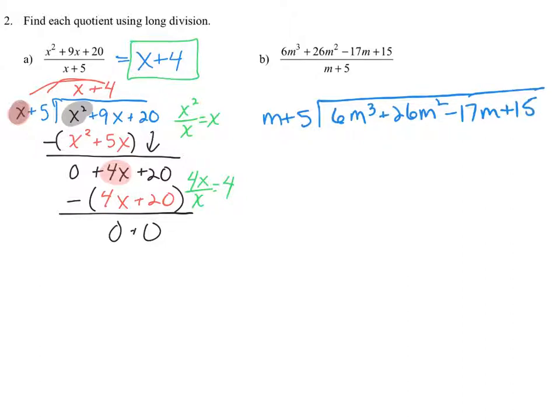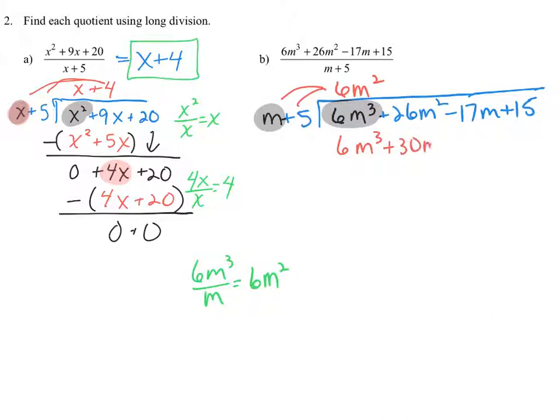Now we're going to look at the first term of 6m to the third, and we're going to divide by the first term of our divisor. And I like to do that on the side. So we're looking at 6m to the third divided by m. When we simplify that, we get 6m squared. So the 6m squared goes above in our long division setup. Now we're going to multiply 6m squared times m plus 5. So 6m squared times m is 6m to the third power, and 6m squared times 5 is plus 30m squared.